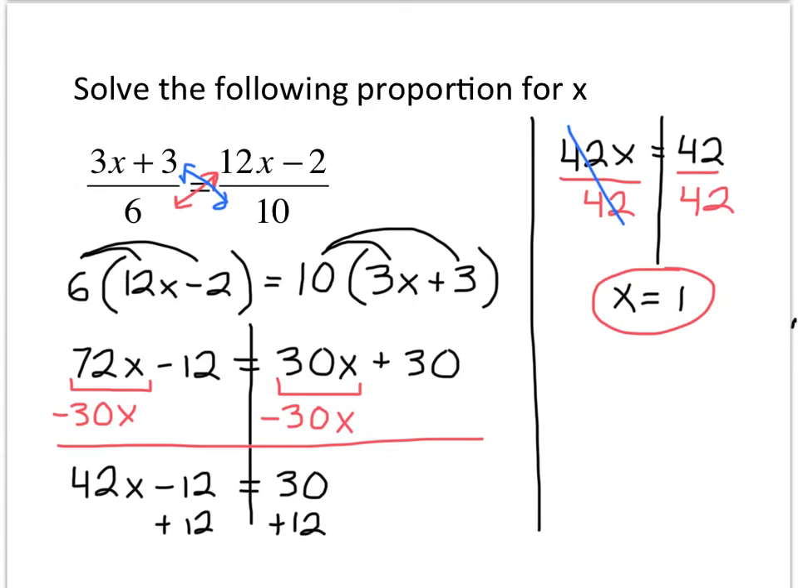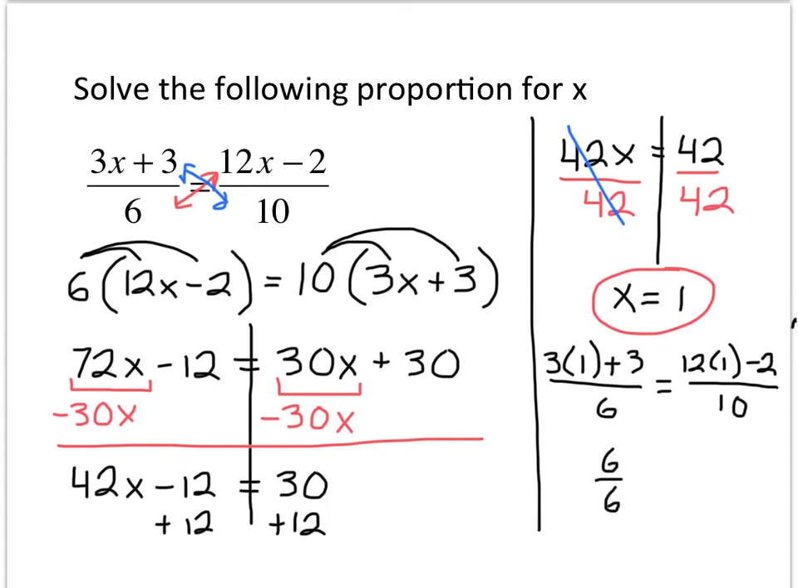Good. And as a quick check, I can plug in, and if I do 3 times 1 plus 3 over 6 equals 12 times 1 minus 2 all over 10. If I simplify, 3 times 1 is 3 plus 3 is 6, or in other words 6 over 6, and this is equal to 12 minus 2 is 10 over 10. Since those are both equal to 1, I can say that yes, this did definitely work.